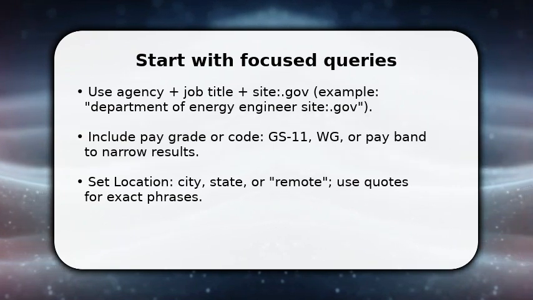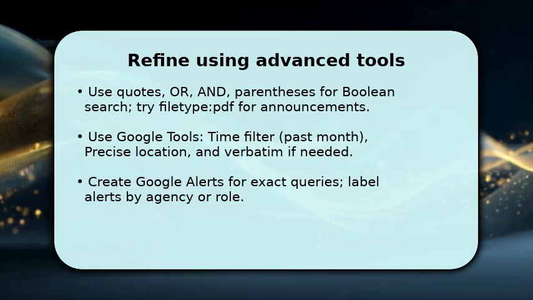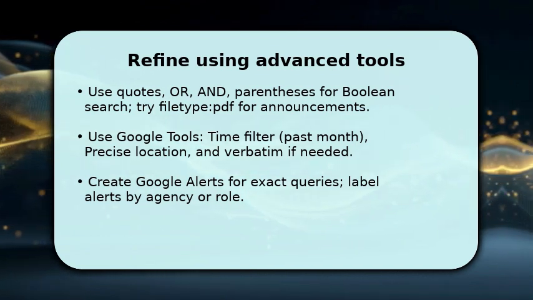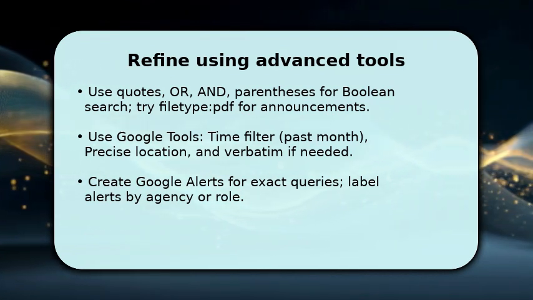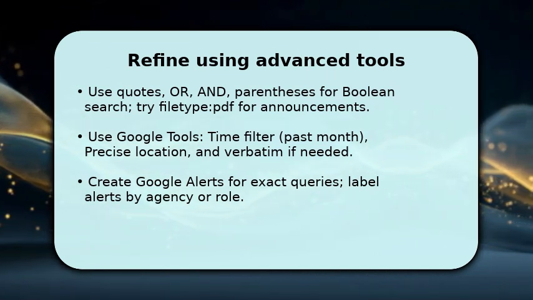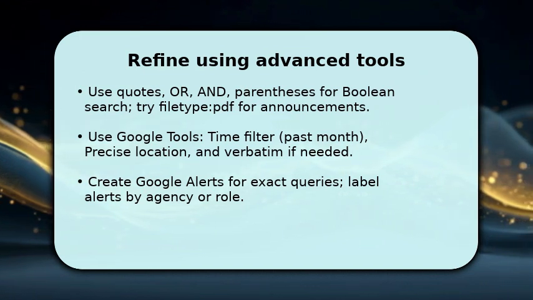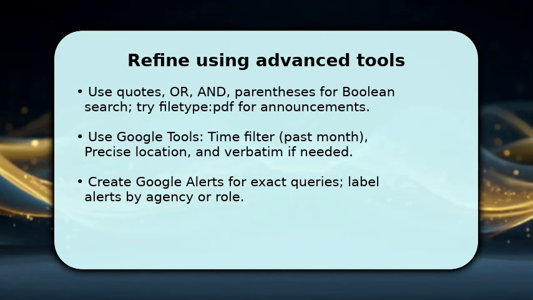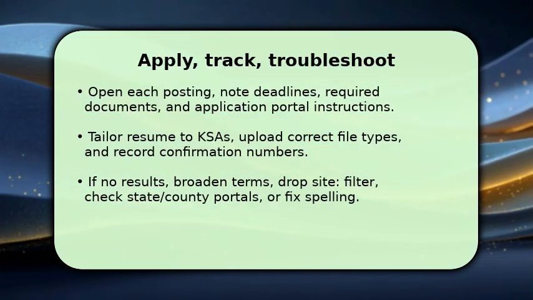Now refine results using Google's advanced operators to find formal announcements and downloadables. Use quotes for exact phrases or slash and parentheses to combine titles or agencies, and filetype:pdf to catch posted job announcements and vacancy notices. Make use of search tools, filter by recent timeframes to see active openings, and lock the location to your target area. Finally, set a Google alert for your exact query so you receive new listings automatically. This saves time, and finish by following posting instructions exactly and submitting before the deadline.